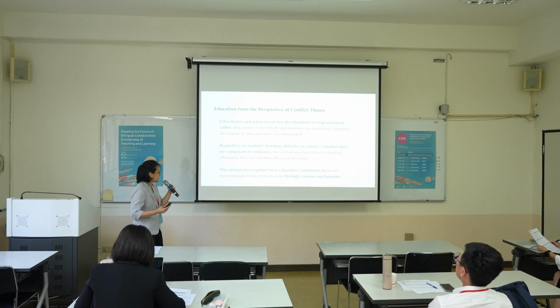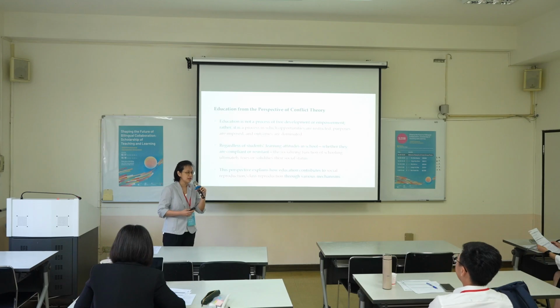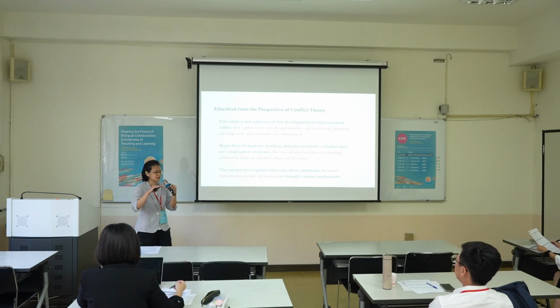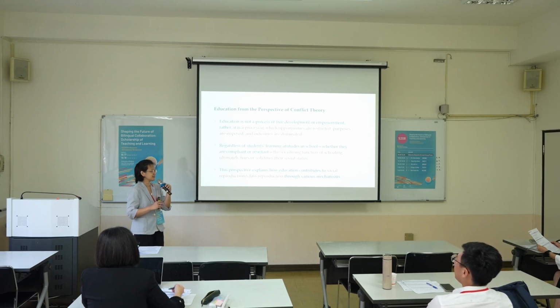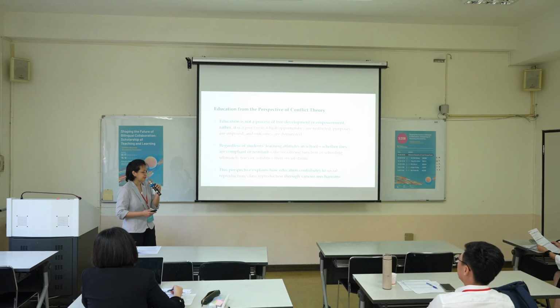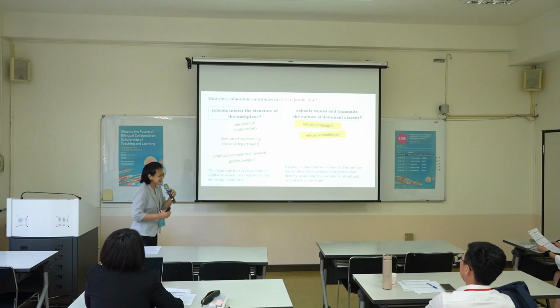Regardless of students' learning attitudes in school, whether they are compliant or whether they resist the school, the socializing function of schooling ultimately fixes or solidifies their social status. It means that if your parents are workers, very much you might be a worker as well. You can't really go up, even though the society lets you know that you can if you work hard. This perspective tries to explain how education or schooling contributes to social reproduction and class reproduction through various mechanisms. We will go through this and that. That's all because time's up. Thank you very much.